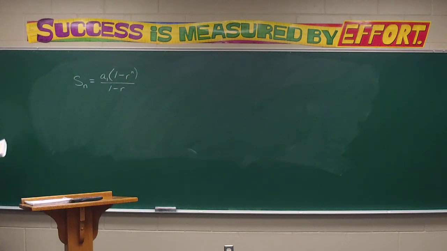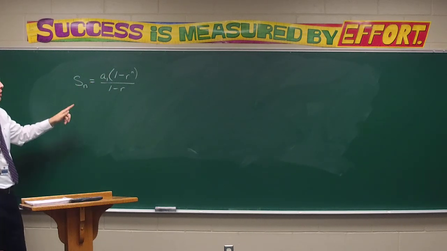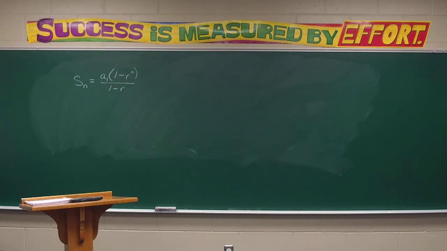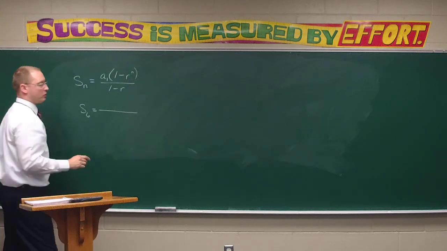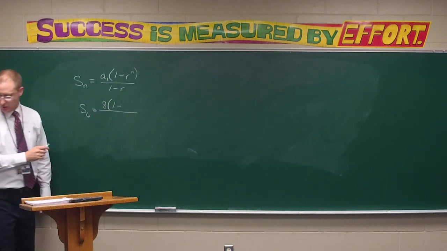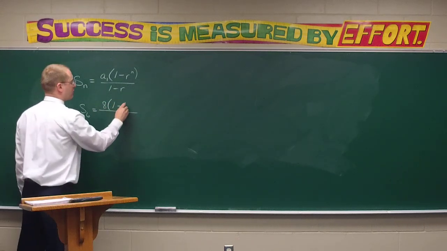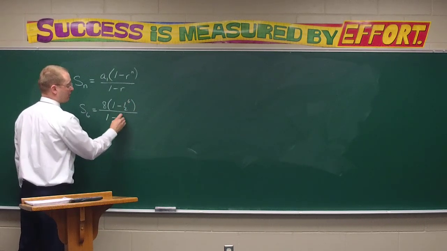Let's say that together as a class very quickly, and then we'll pick back up with the problem. Class, S sub n equals a sub 1 times 1 minus r to the n all over 1 minus r. All right, so we plug in the values here. Kendall, back to you: S sub 6 is equal to 8 times 1 minus a half to the 6th power all over 1 minus 1/2.